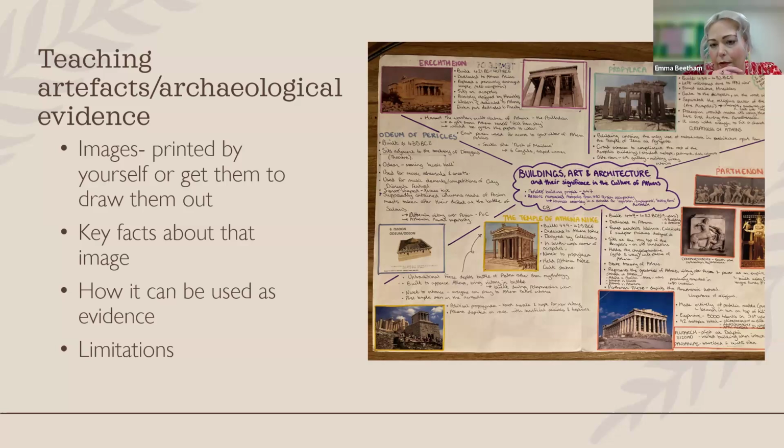This is an example from my A2, who one of the topic areas in the Society and Culture of Athens, we look at buildings, art, architecture. So often getting images, I print them out. If you colour, I've spared no cost there with the colour.